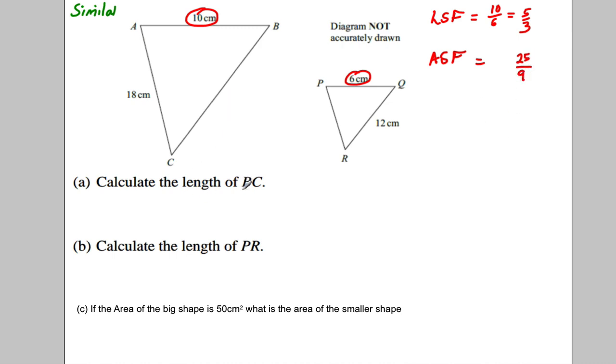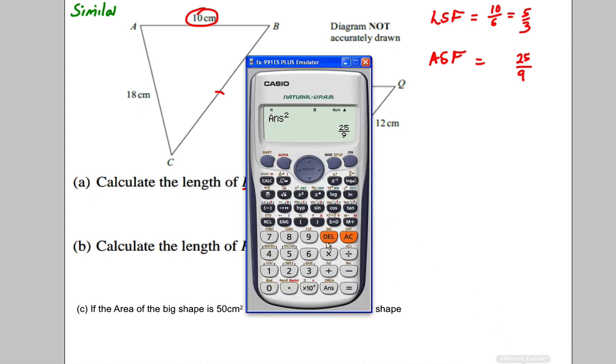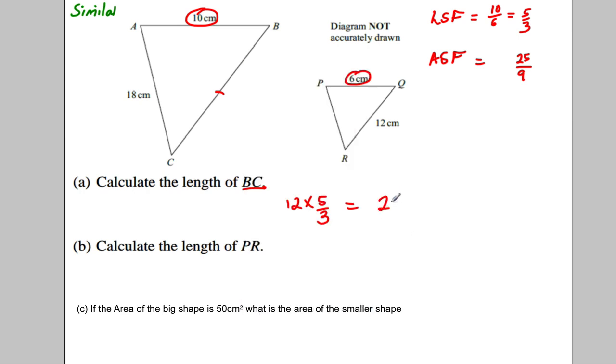So we're asked to work out the length of BC. BC is on the big shape. So we're going from small to big. Notice how they put the bigger one first just to confuse you. We're going from small to big, so we're multiplying by the length scale factor 5/3. So 12 multiplied by 5/3, calculator out, equals 20. Let's get the unit right. It's length, so it's centimetres.